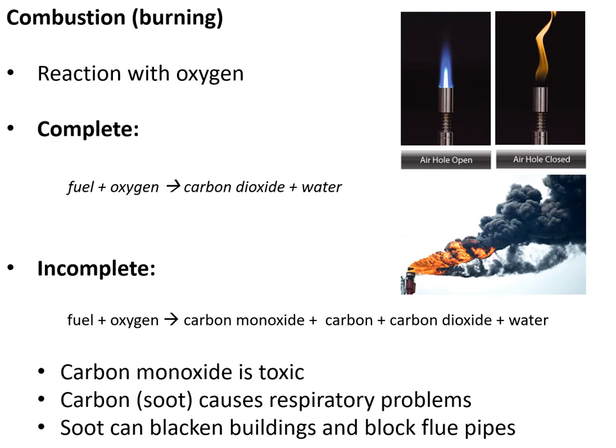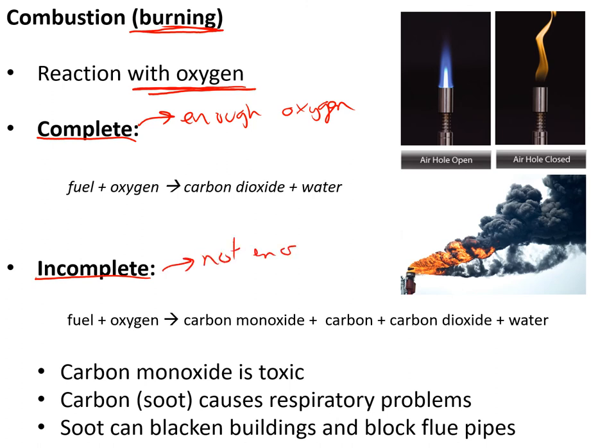Combustion is burning, okay? And when we burn something, we are reacting it with oxygen. There are two types of combustion, complete and incomplete. Now, complete combustion happens when there is enough oxygen, whereas incomplete combustion happens when there is not enough oxygen. Now, to be really clear, complete combustion is the one that we want. Firstly, because it releases more energy, okay, but also because the products are less harmful.